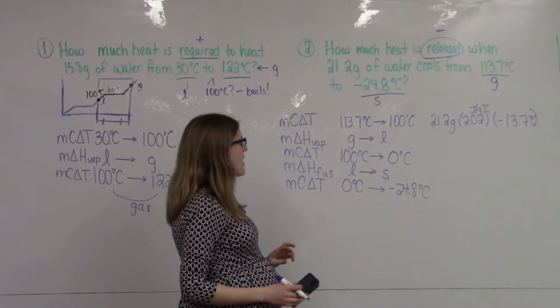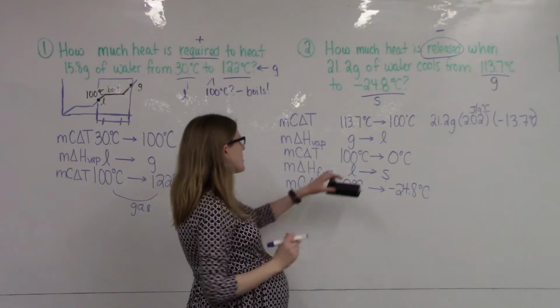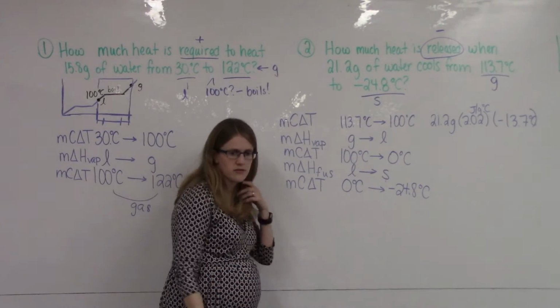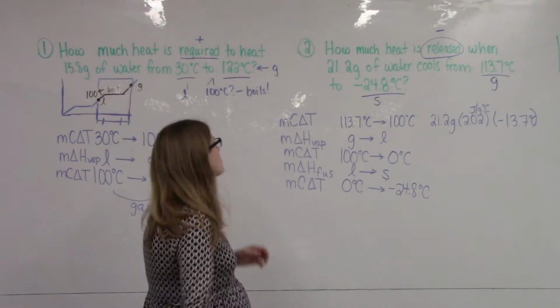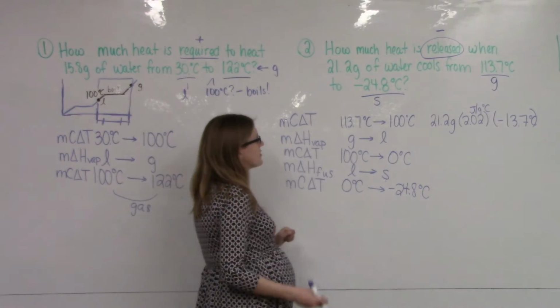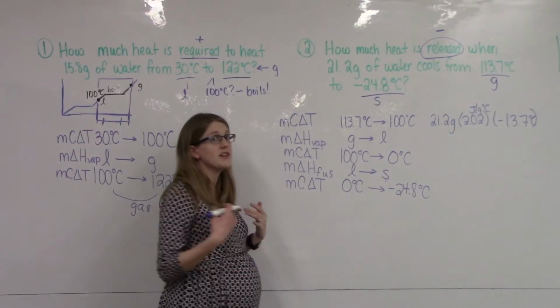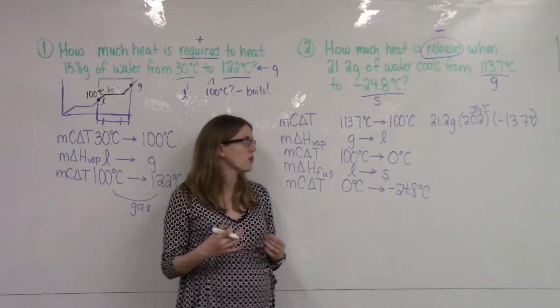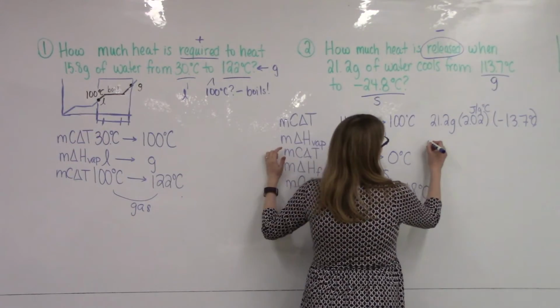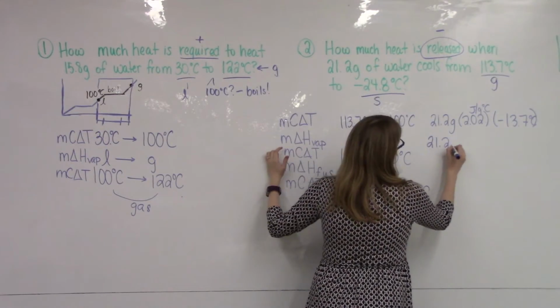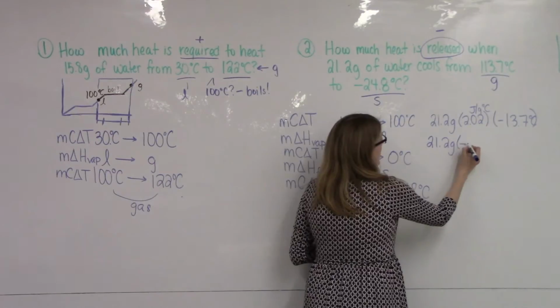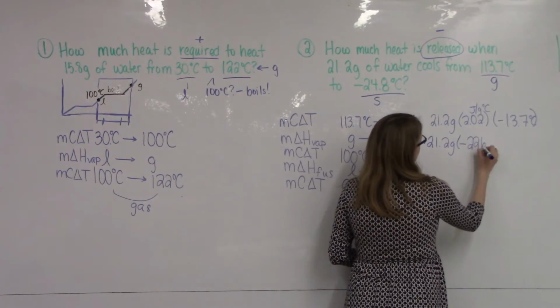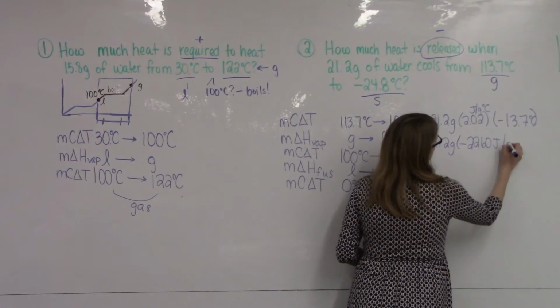Okay, the next one is going to be the heat of vaporization. So the heat of vaporization of water is that 2260, but since we're condensing, it needs to be negative. In order to condense a gas, you have to take away heat. So it's going to be 21.2 grams times a negative 2260 joules per gram.